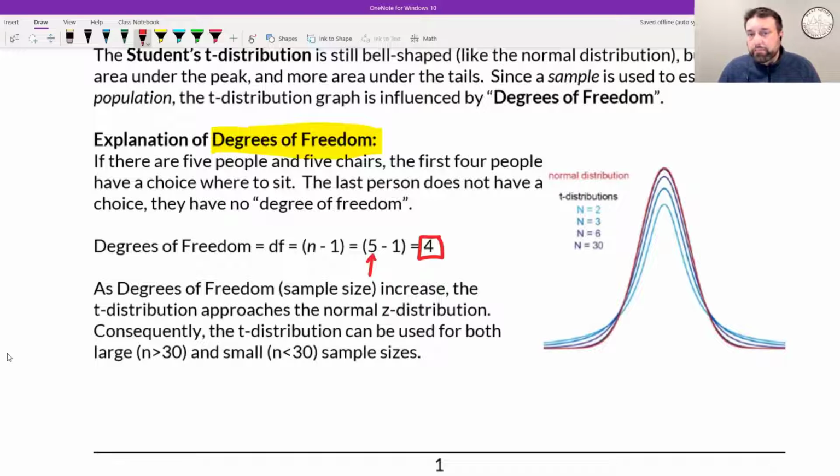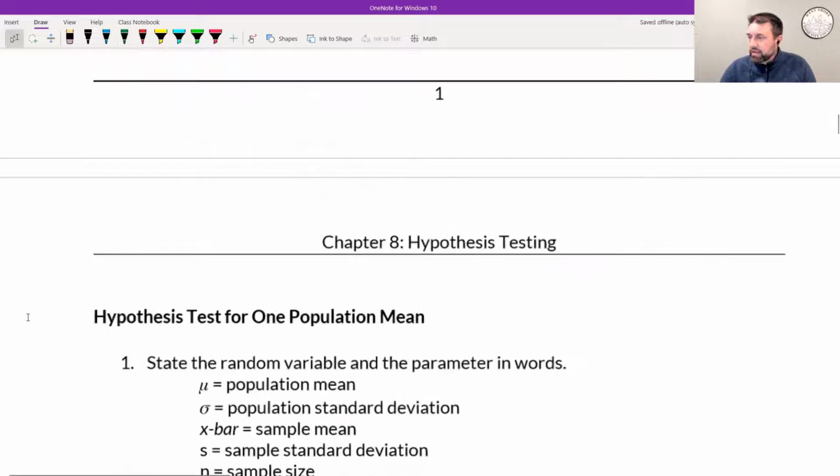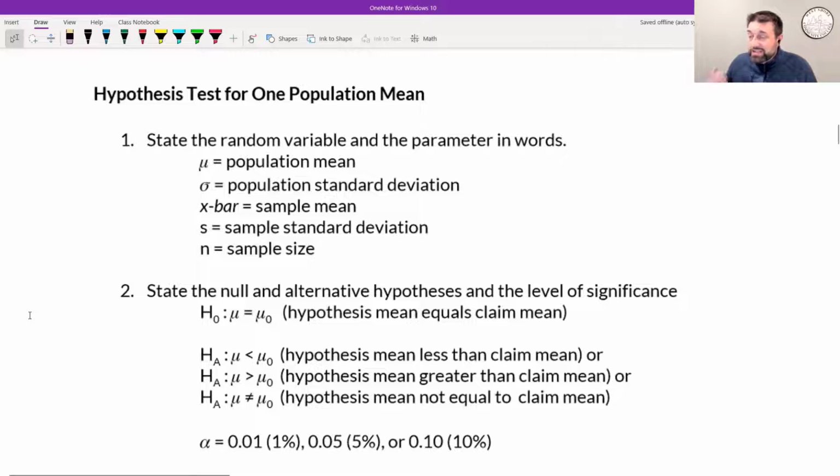Why is this important? Because the degrees of freedom changes the shape of the normal distribution for values less than 30. So when you have values in your sample less than 30, the peak of the normal distribution gets distorted, it gets squished down, and the tails get pushed up. That's just what happens to a normal distribution when you have low values for your sample size. That changes the area, it changes our probabilities, and so we have to use a t-distribution for values less than 30.